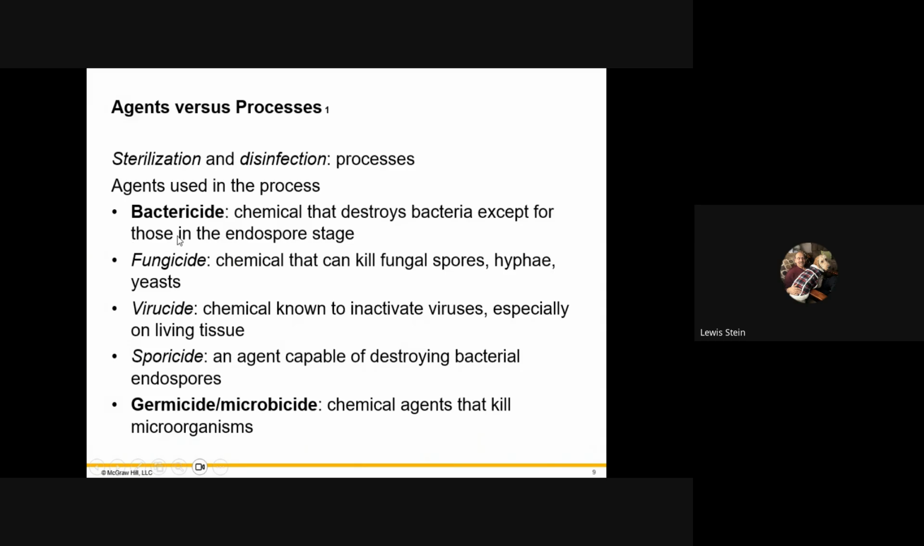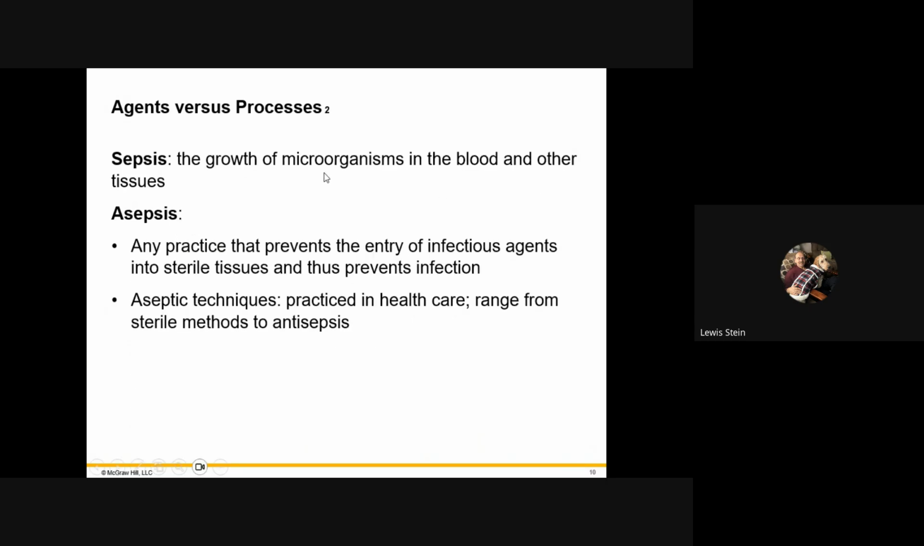Again, we're going to get into bactericide versus bacteriostatic, very importantly in antibiotics. And when something is septic, microorganisms are in it. And so asepsis is the technique that we use to prevent the entry of infectious agents into otherwise sterile tissue, therefore preventing infection. And it's really what we're doing, aseptic technique. Somebody calls it sterile technique, fine. Don't raise a ruckus.